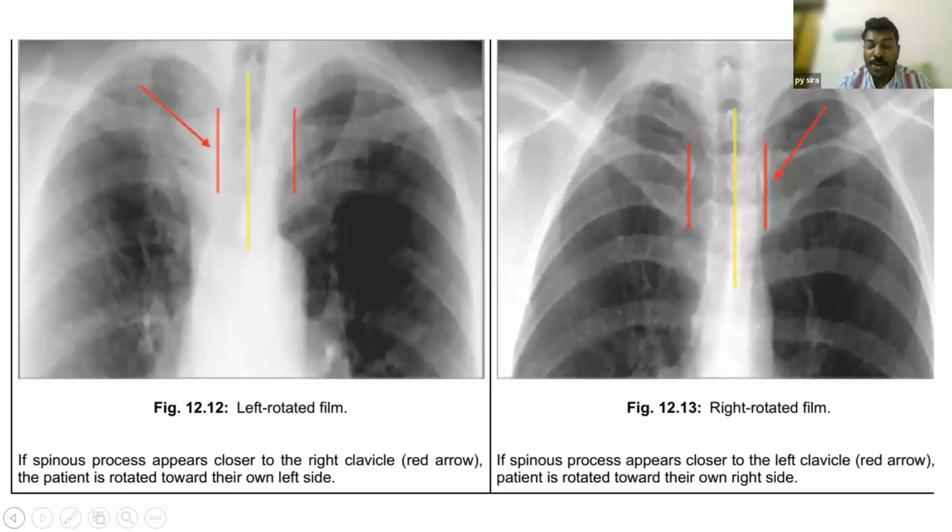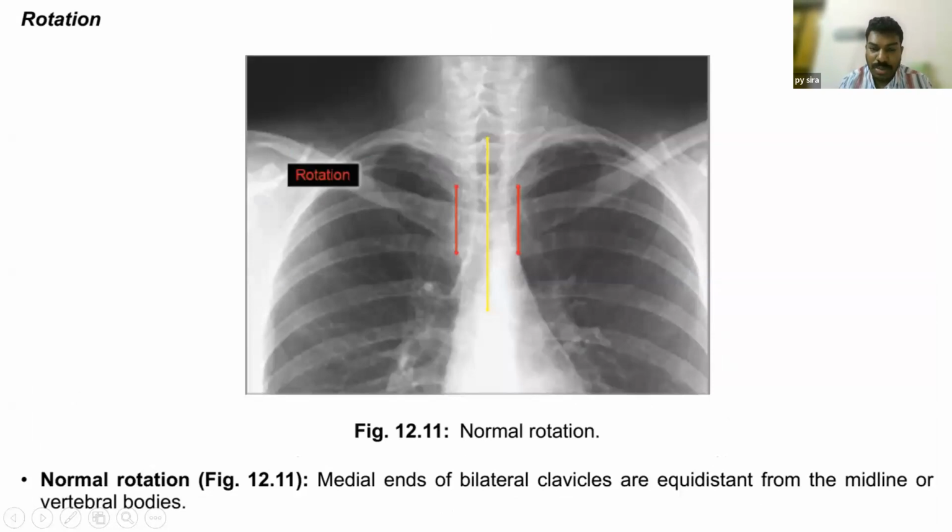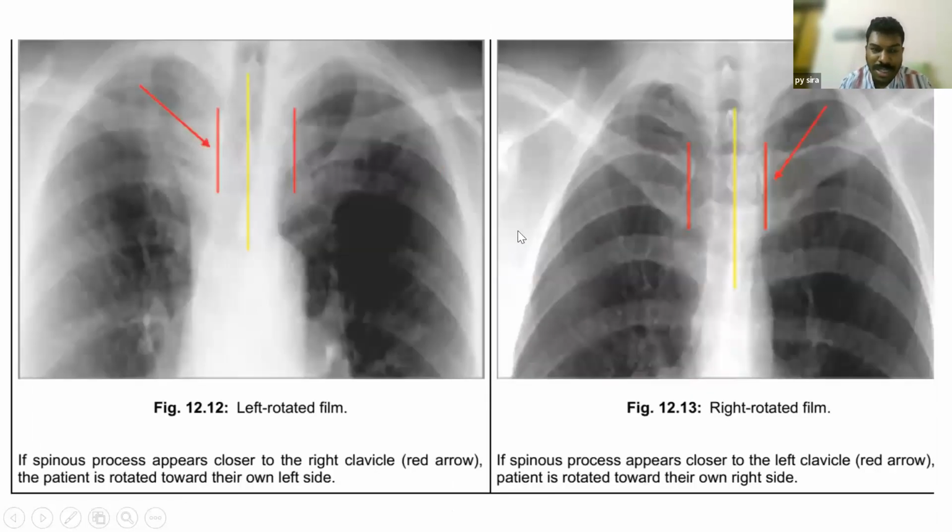Then how are you going to see the rotated film? If you take this X-ray, you can see the midline. And if you see the head of the clavicle, it is equidistant from both sides. Whereas if you take a rotated film, you can see the unequal distance. Whenever this distance decreases and this distance increases, then it is rotated towards the increased distance side.